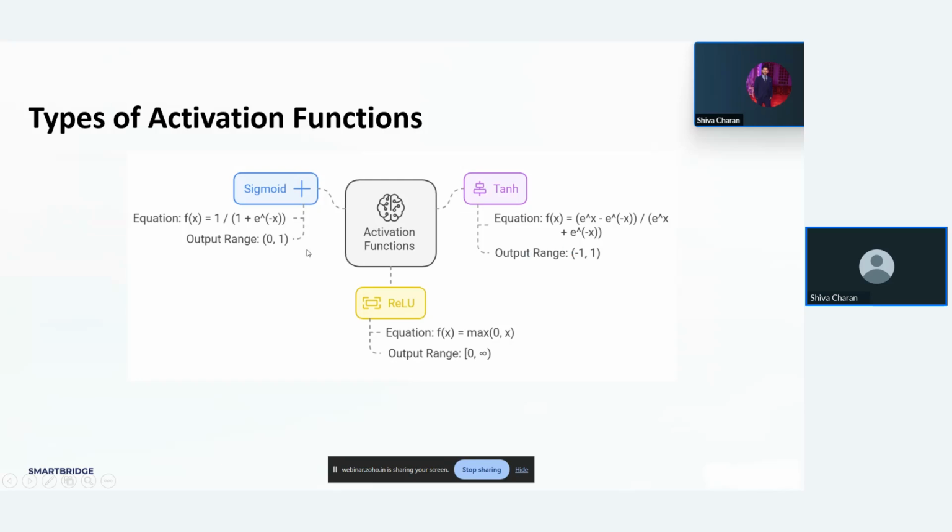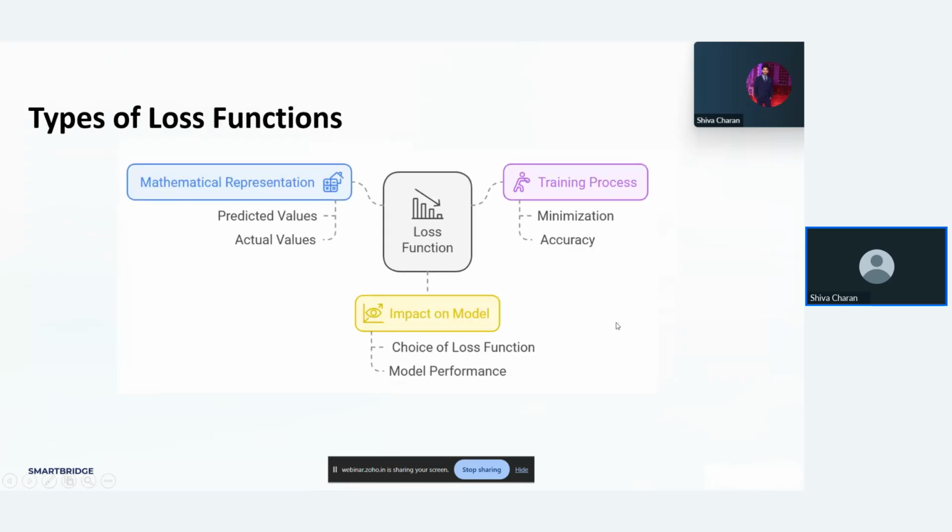How is sigmoid? Output range is 0 to 1. Tanh, the values will be -1 to 1. And ReLU keeps positive values the same, and the negative values will go to zero. Activation functions will help the RNN to handle the relationships. Mostly we'll be using tanh and ReLU. And then comes the loss functions.